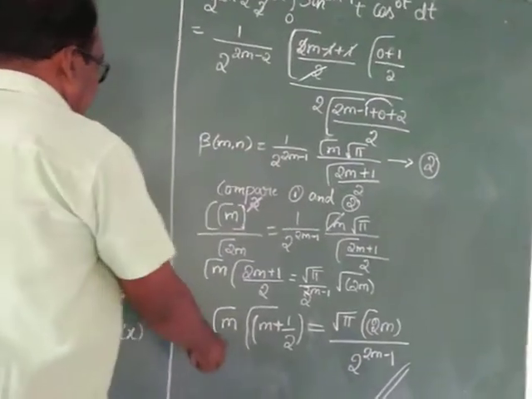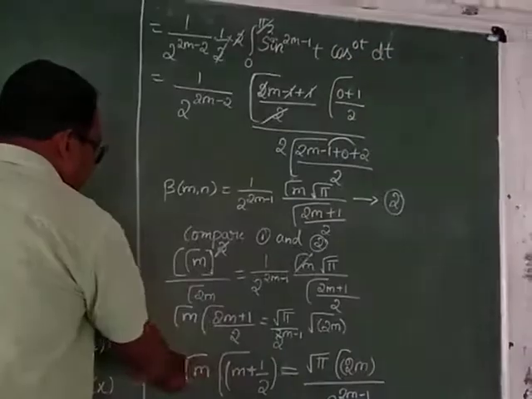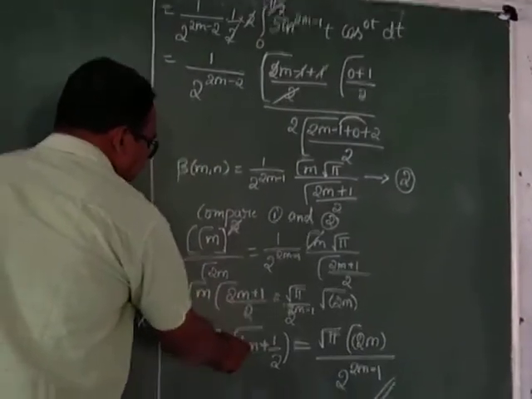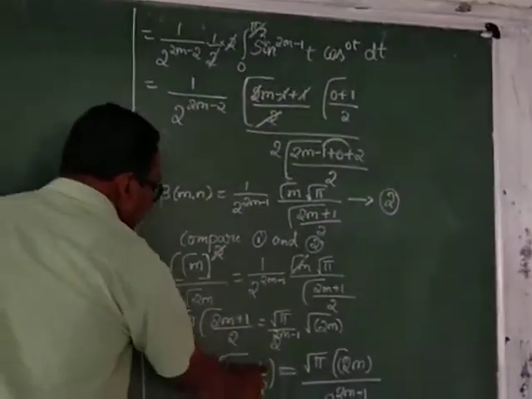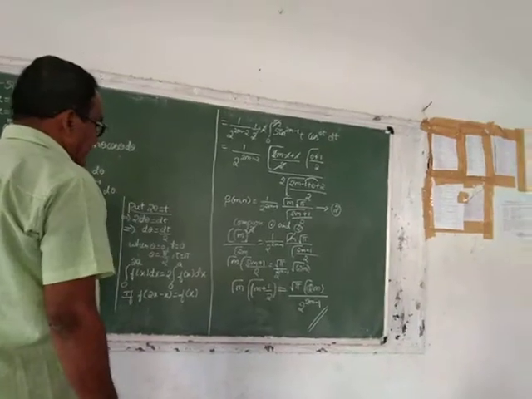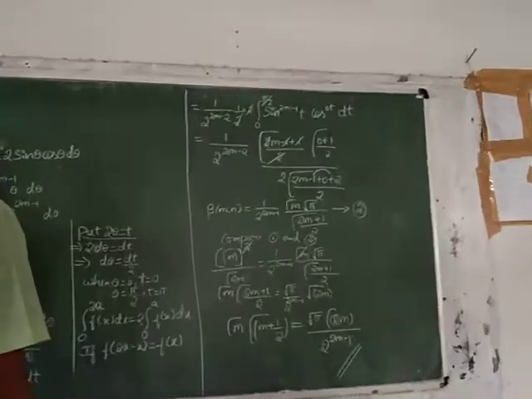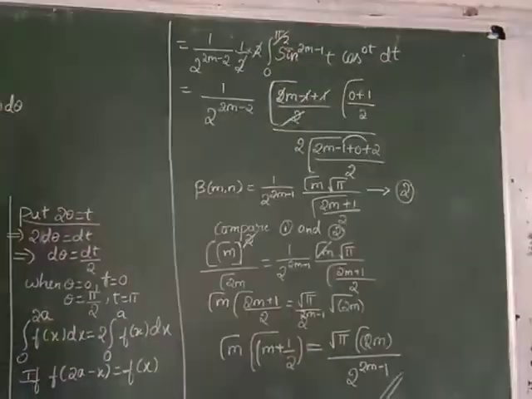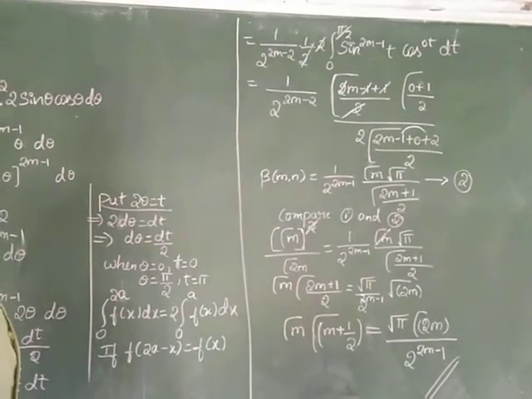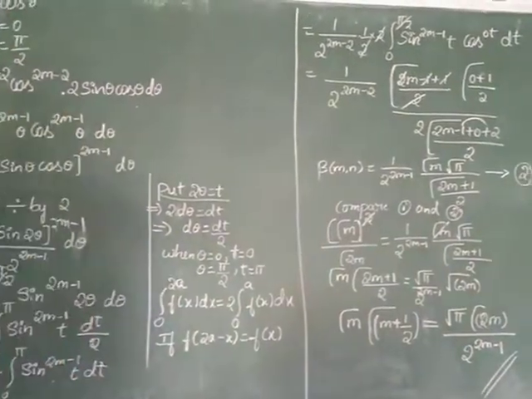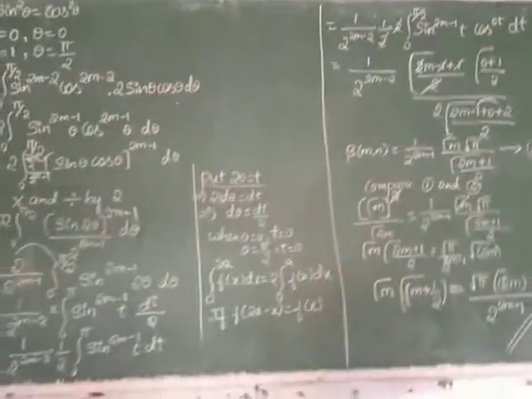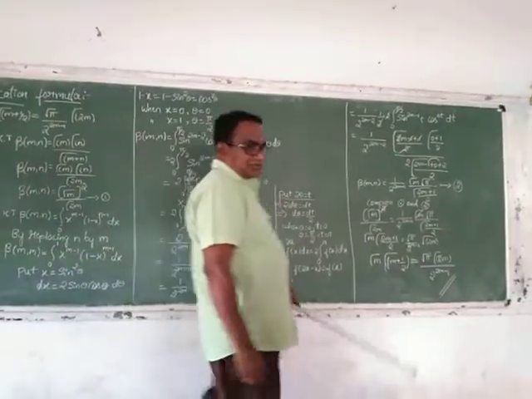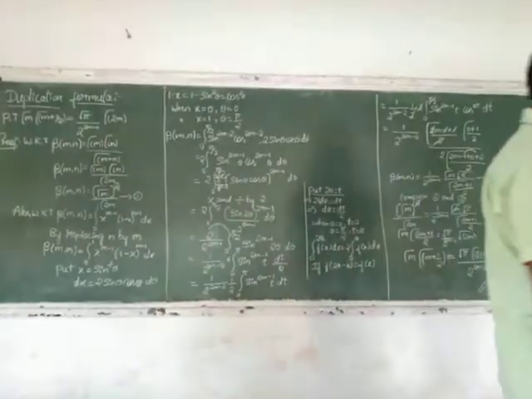Now this can be written as gamma m into gamma of m plus 1 by 2 equals root pi into gamma 2m divided by 2 to the power 2m minus 1. That is our required duplication formula. Is it okay? Yes. Let us now have some corollaries to this duplication formula.